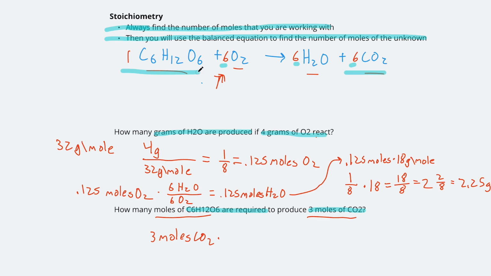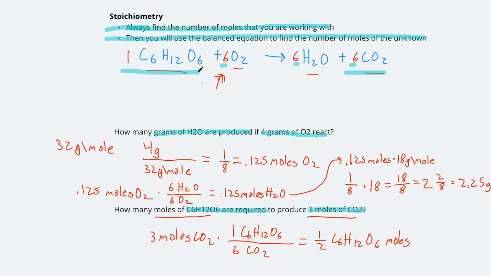So you multiply that by the ratio of the coefficient of the unknown first. So that would be 1 C6H12O6. And then do that over the coefficient of the one that you're given. So we're given CO2, and the coefficient is 6. So 6 CO2. So we need 1 C6H12O6 for every 6 CO2. So if we have 3 moles of CO2, we multiply it by that ratio, and that means that we are going to have a half mole of C6H12O6.